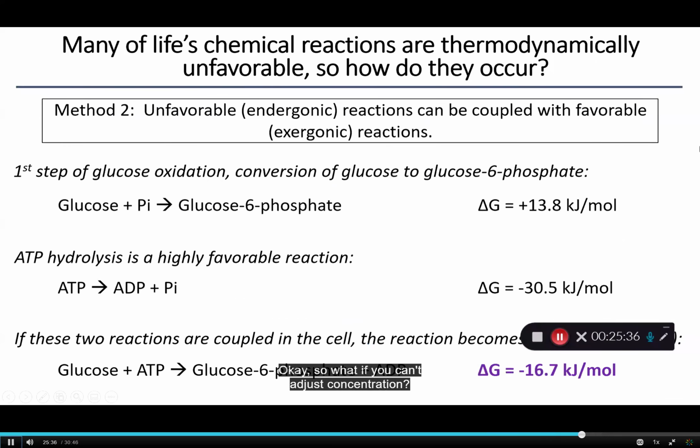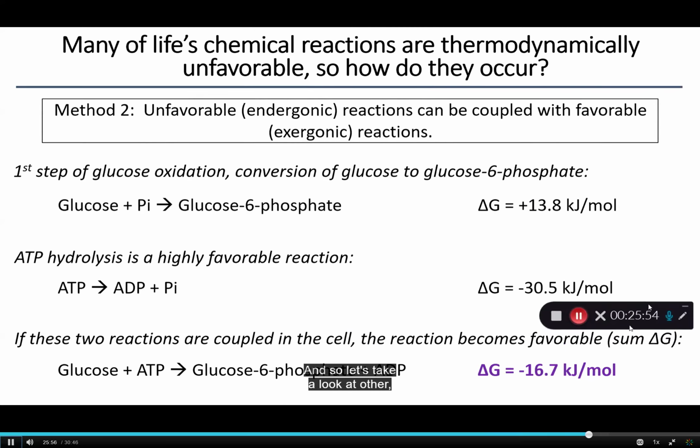Okay, so what if you can't adjust concentration? What if that's not an option? There's a second method in which we can proceed to make biochemical reactions more favorable. Unfavorable or endergonic reactions can be coupled to more favorable ones and sort of cancel out the positive delta G of an unfavorable reaction. Let's take a look at other parts of glycolysis.